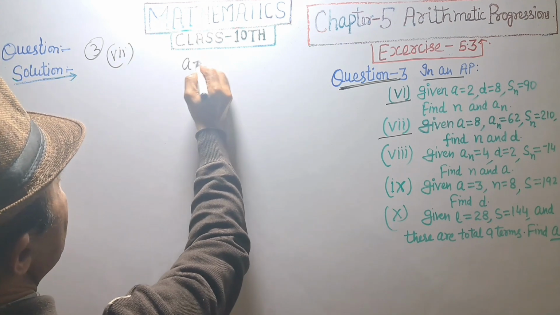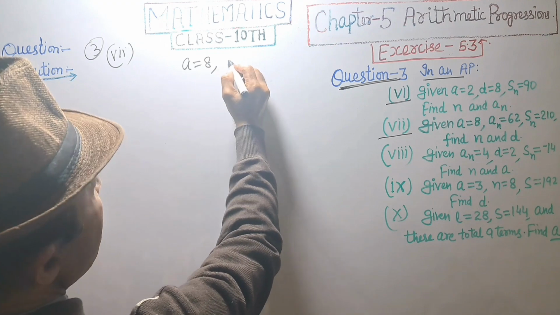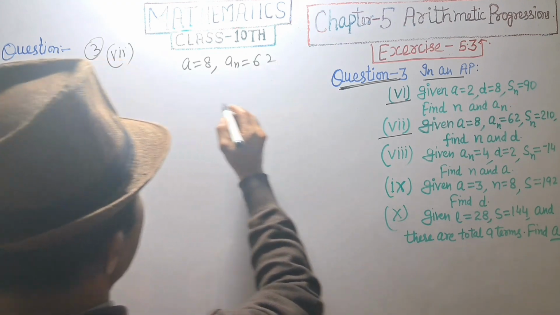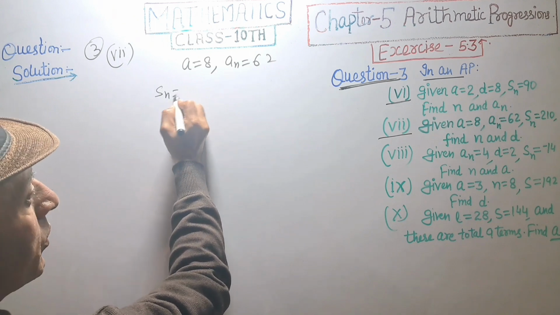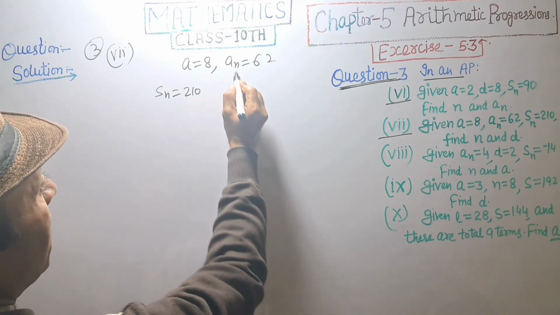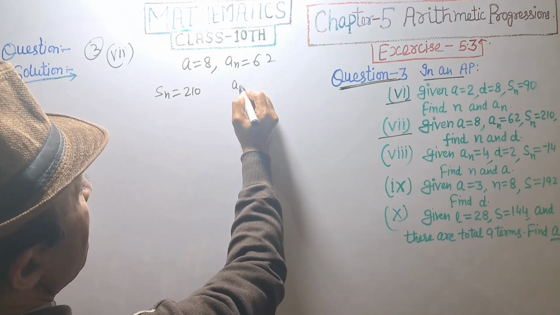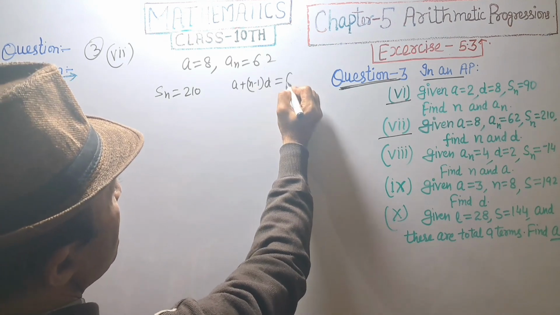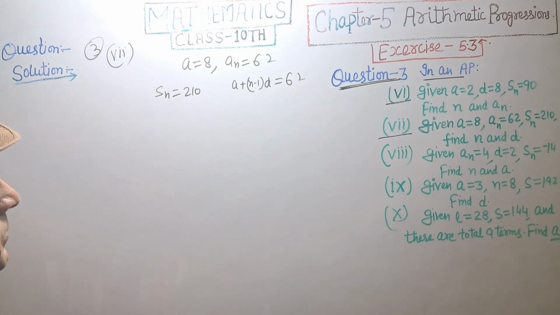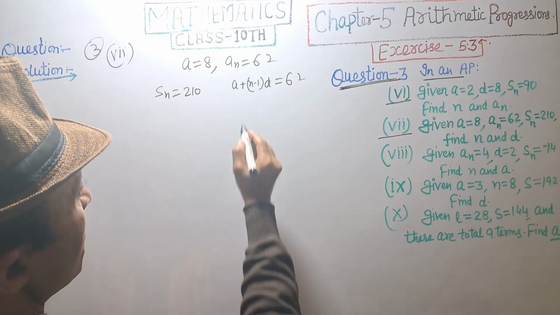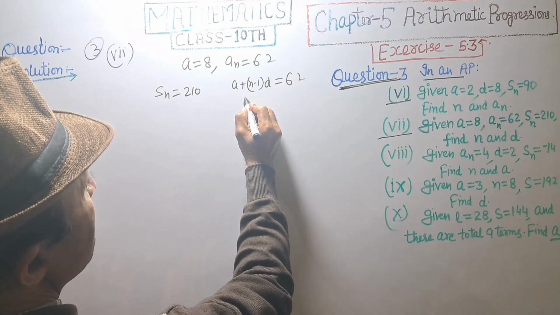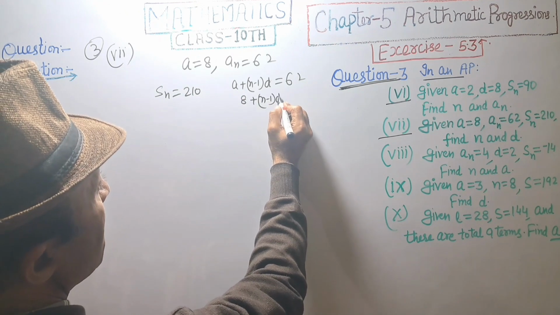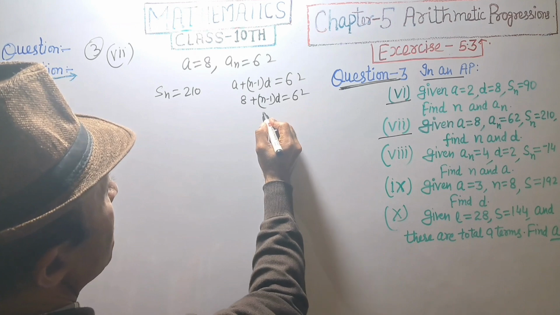Question third, 7th part. Given a is equal to 8, an is equal to 62 and Sn is equal to 210. An is equal to a plus (n minus 1) into d is equal to 62. a is 8, 8 plus (n minus 1) into d is equal to 62.